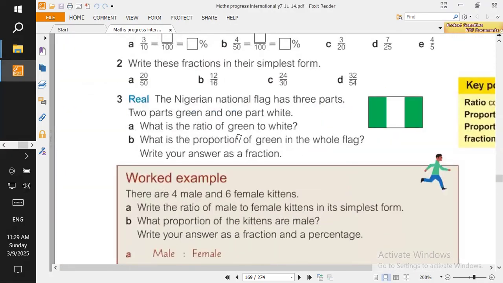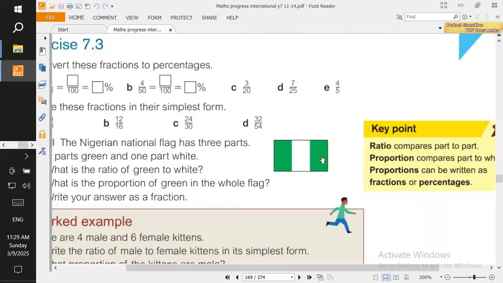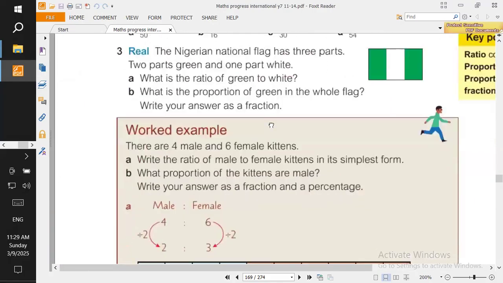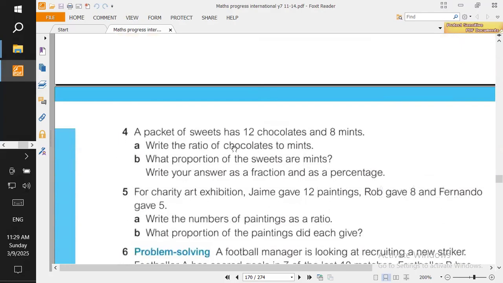Now, let's move on to the next question. First, here we're going to talk about proportions or direct proportion. Now, let's take a look at the question here. A packet of sweets has 12 chocolates and 8 mints. Write the ratio of chocolates to mints. So first, let's write it as a ratio. So chocolate to mint. Here we have 12 chocolates, so it's going to be 12, and then ratio. And mints will be 8, so 12 to 8.